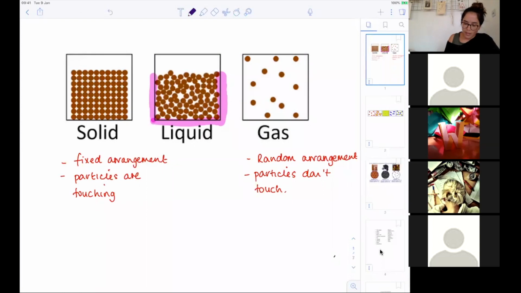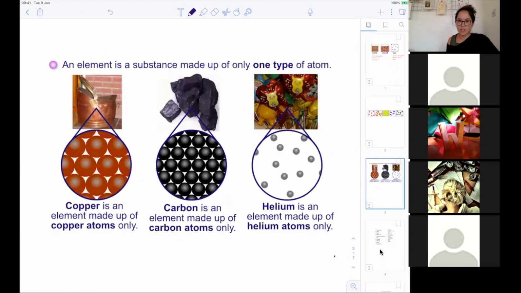So, an element, let's just switch to here. Notice that an element is a substance which is made up of only one type of atom. This is essential. Too many of my students say that an element contains only one atom. That is ridiculous. An atom is extremely small. And so an element is made up of many millions of atoms, billions of atoms, but crucially, they all belong to the same type.